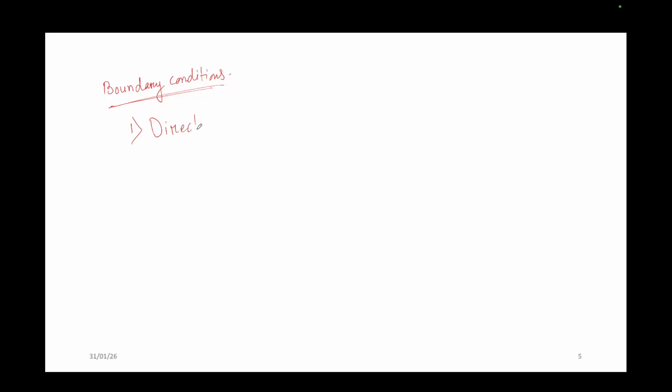First is, the spelling may be wrong, I am not sure, Dirichlet boundary condition. Next is, third is mixed boundary condition.